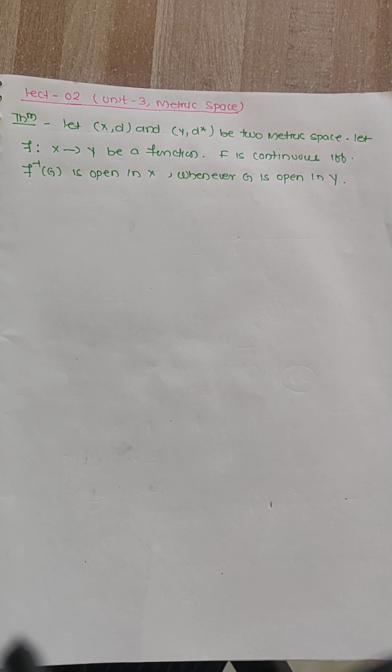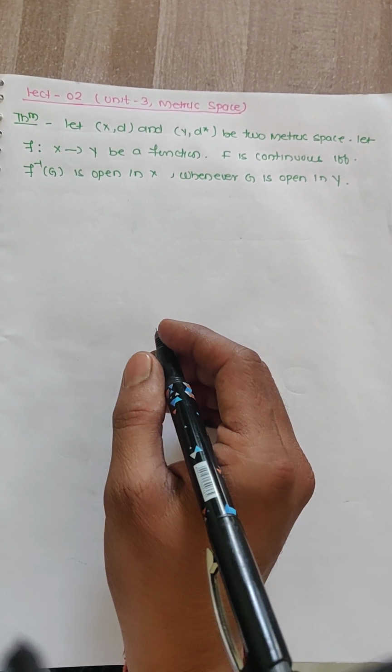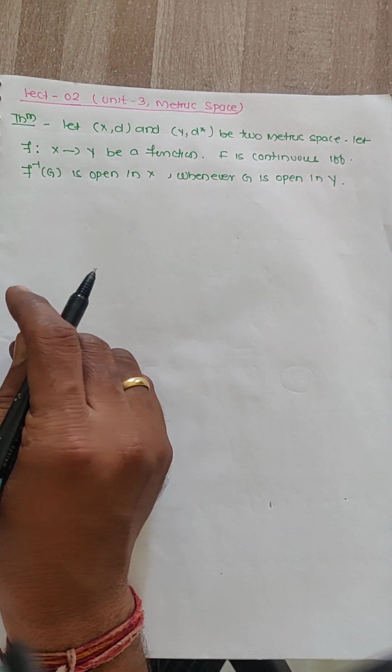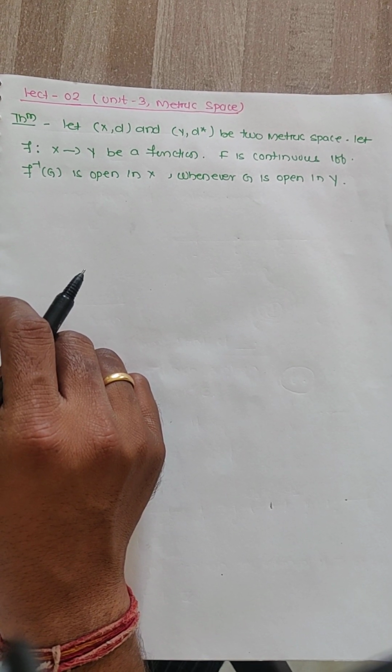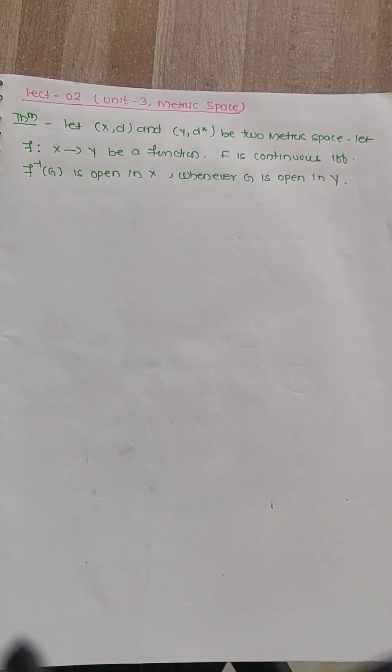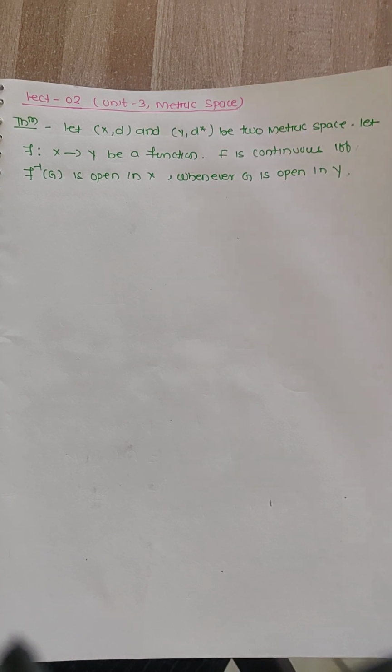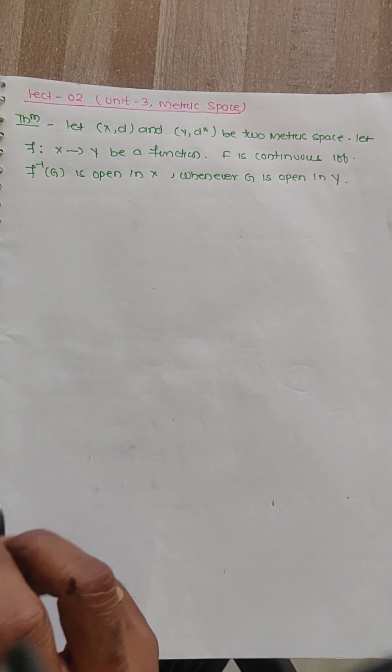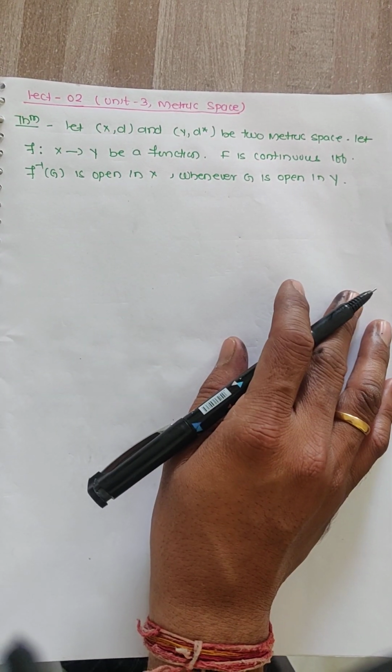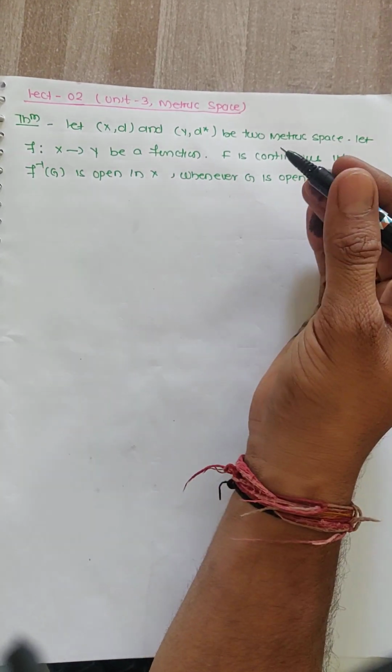The first one is: let (X, d) and (Y, d*) be two metric spaces. Let f from X to Y be a function. f is continuous if and only if f inverse of G is open in X whenever G is open in Y. The meaning is simple.